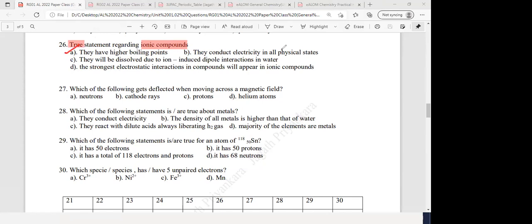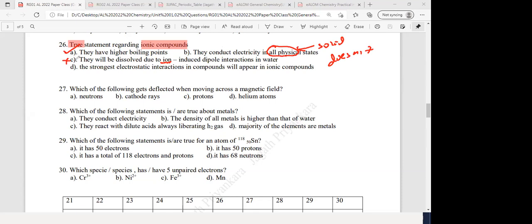They conduct electricity in all three physical states, wrong. All physical states wrong because of solid. Solid does not. Then they will be dissolved due to the ion dipole interaction. Ion dipole, not induced dipole. So that's why it's wrong. It is ion dipole, not induced dipole.